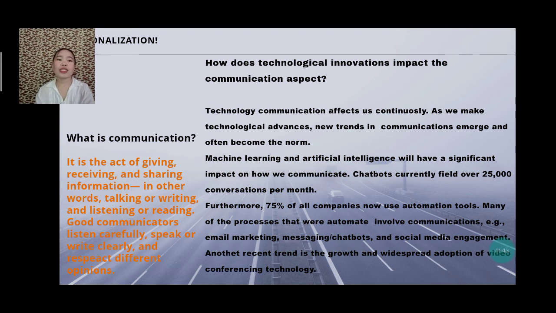Machine learning and artificial intelligence will have a significant impact on how we communicate. Chatbots currently field over 25,000 conversations per month. That is per month. Furthermore, 25% of all companies now use automation tools. Many of the processes that we automate involve communications, for example, email marketing, messaging chatbots, and social media engagements. And another recent trend is the growth and widespread adoption of video conferencing technology.